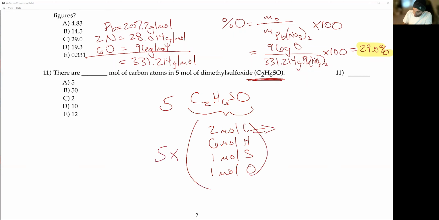So that means that I now have 10 moles of carbon, 12 moles hydrogen, oh, sorry, not 12, that's not right, 30 moles of hydrogen, 5 moles of sulfur, and 5 moles of oxygen. And of course, we don't care about any of those other than carbon. Carbon has 10 moles, answer is D. Okay.